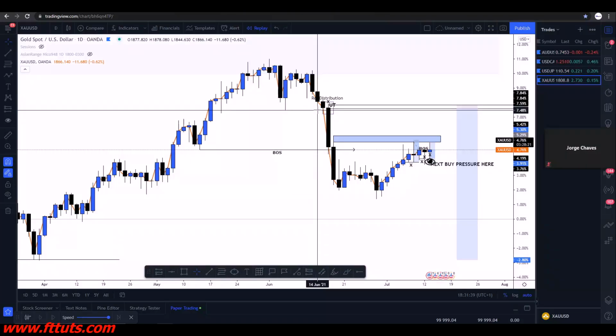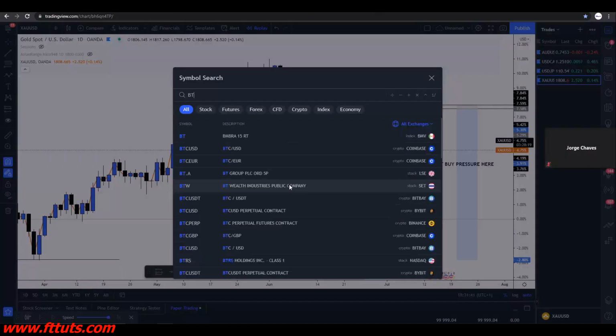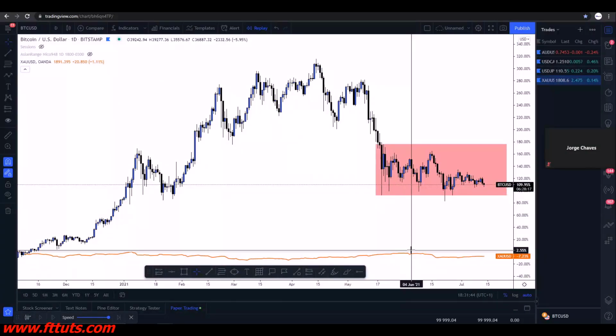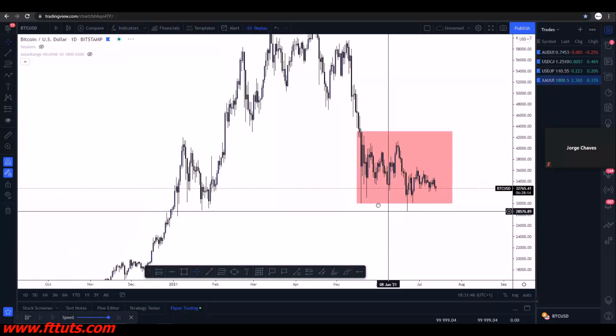Nah, I don't use divergence. I've seen a couple traders use it, but I don't really find the use in it. It's a little too complicated for me, so I don't really use it.